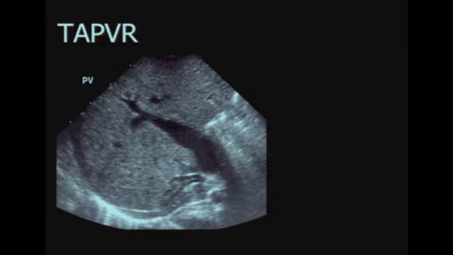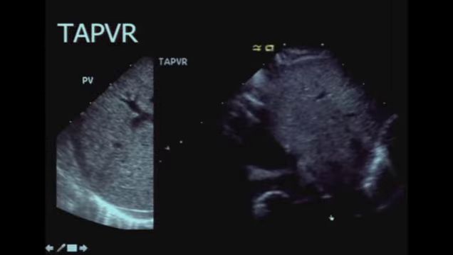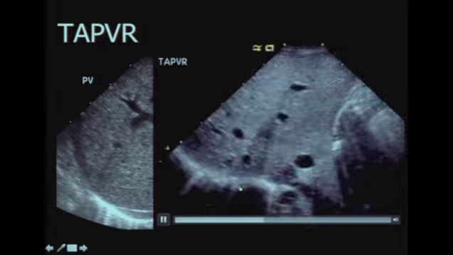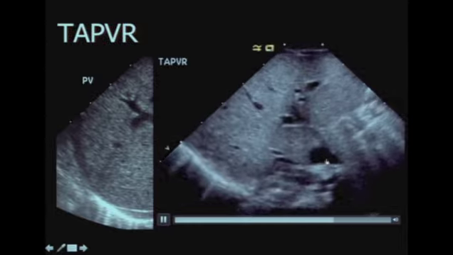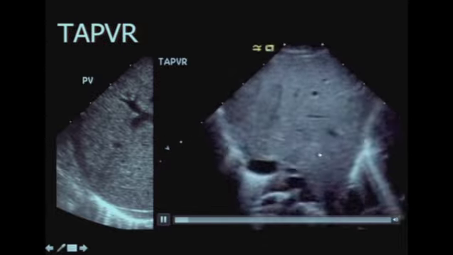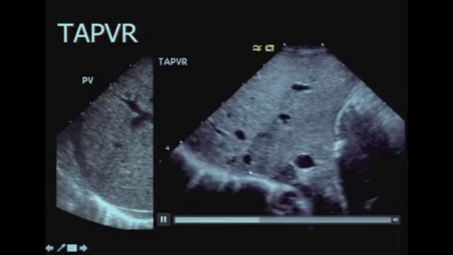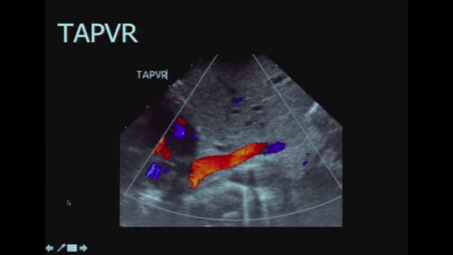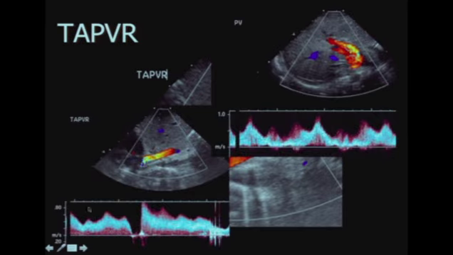Occasionally you can pick up total anomalous pulmonary venous return. Here's a child who has a very large portal vein. We weren't exactly sure why. As we scanned through, we could see that there was this anomalous vessel that was coming into the portal vein. It looked like it was from above the diaphragm. Color Doppler picture tells us that blood flow is coming from the thorax into the portal vein.